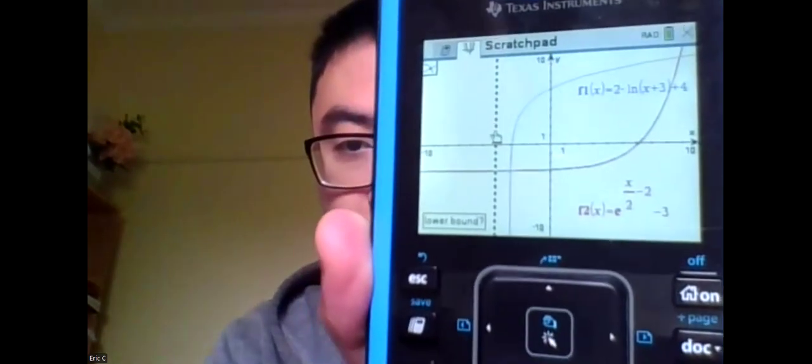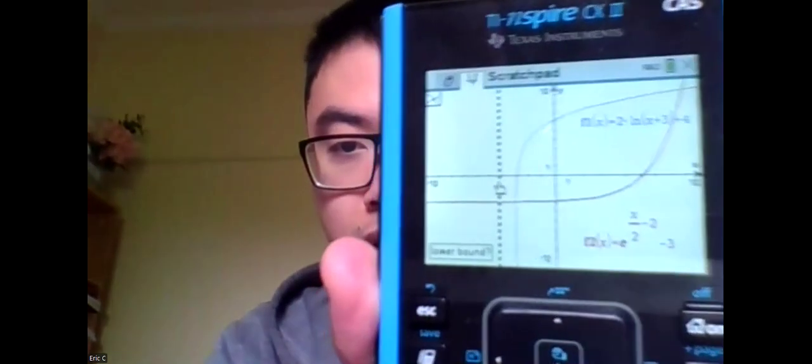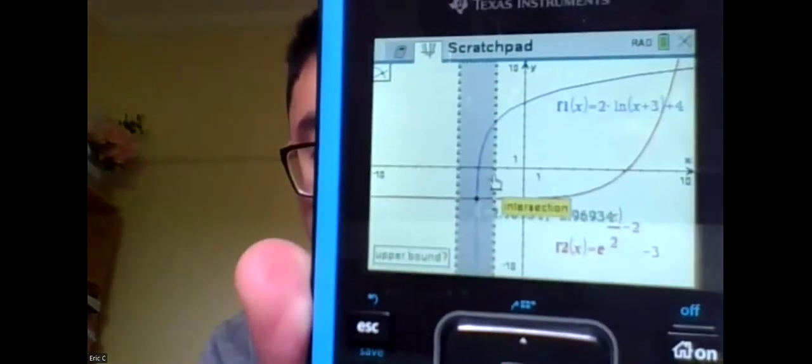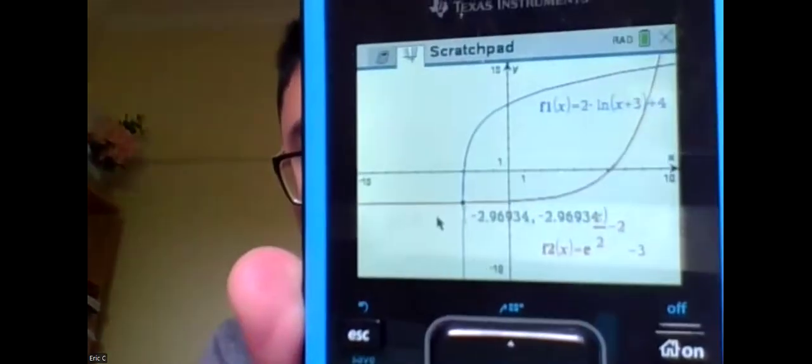So just go ahead and press menu, analyze graph, and intersection like this. Press enter. Let's say you want to find the bottom intersection first. For the lower bound, you just go slightly to the left of the intersection and then slowly move it over until you can see a black dot there for intersection. For the upper bound, press click, and then you get that first coordinate point.